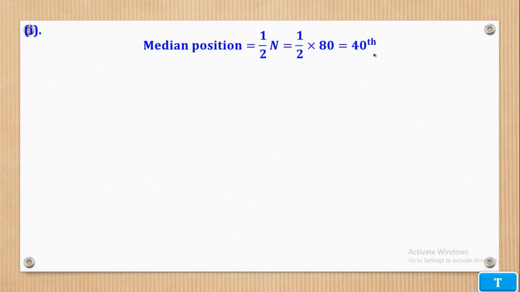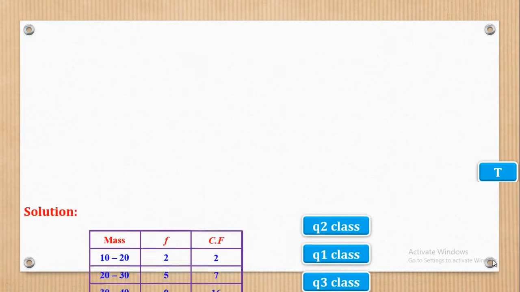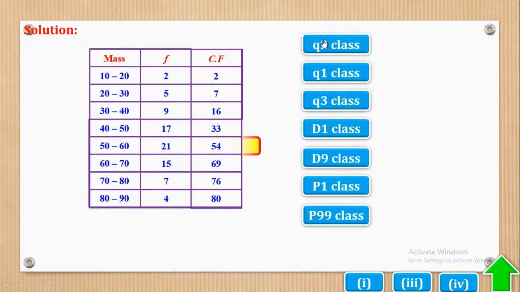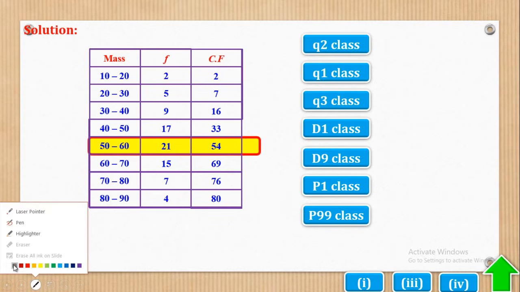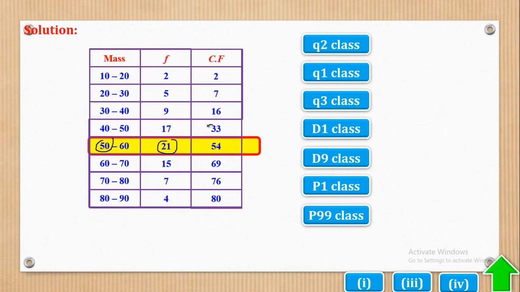Therefore, we shall locate it in our cumulative frequency column. When I locate 40, it will be inside 54, because before 54 there is 33, which is smaller. Therefore, let's get the information. Lower class boundary is 50, frequency of the median class is 21, cumulative frequency before is 33, and the class width will be this minus this, which is 10. Class width is the same.